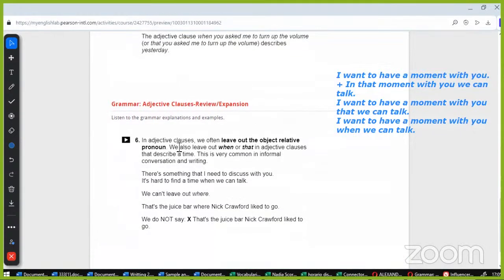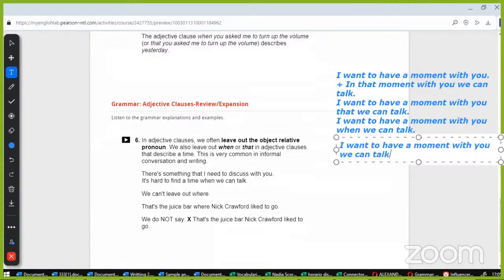We can leave out the object relative pronoun. We can also leave out when or that. So that's something that we can do. We can also use this without it. I want to have a moment with you. We can talk. Okay, so that's another possibility, but this is very informal. So I wouldn't recommend that in the TOEFL.